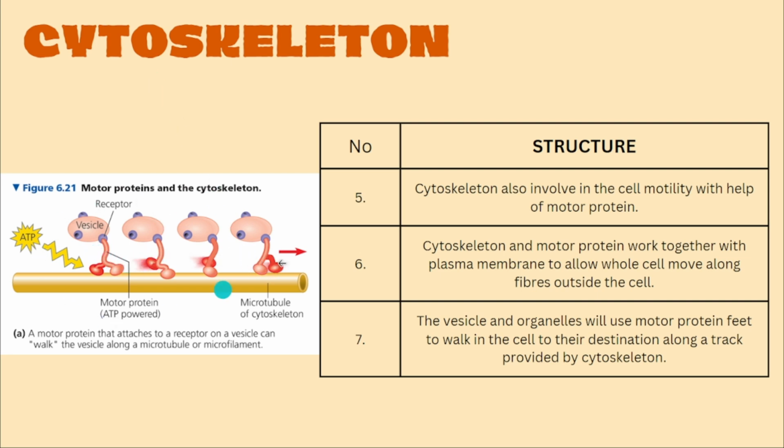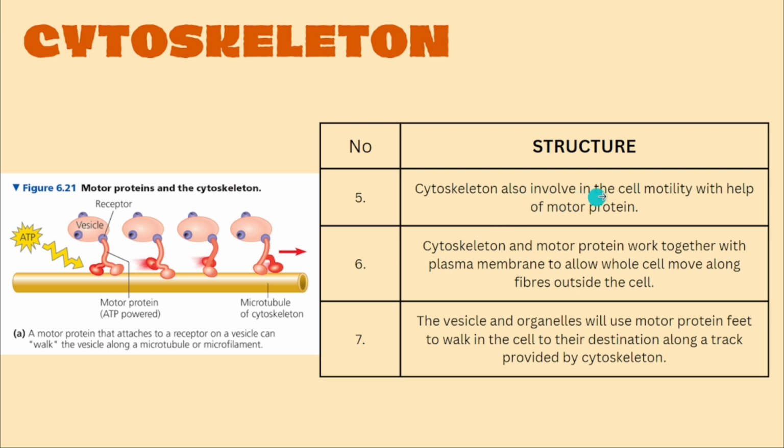You can see this diagram. This red color is the motor protein. So what is a motor protein? A motor protein is a very powerful protein molecule that can bind to any organelles or vesicles within the cell, so that it can provide the movement of the vesicle from one part to another part, or even when they want to do exocytosis.